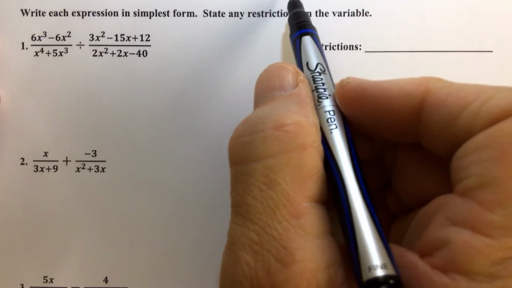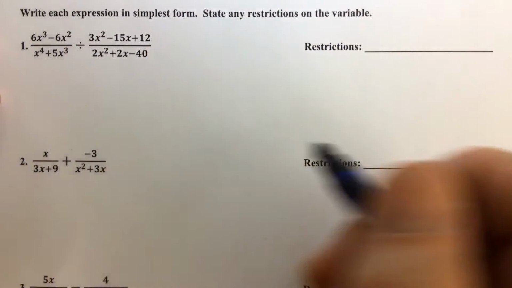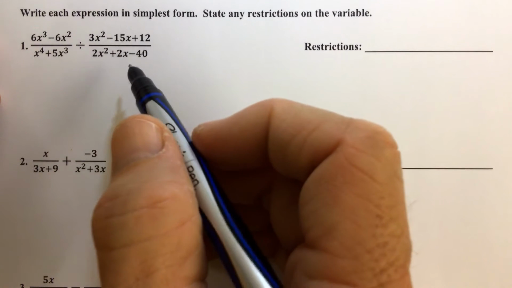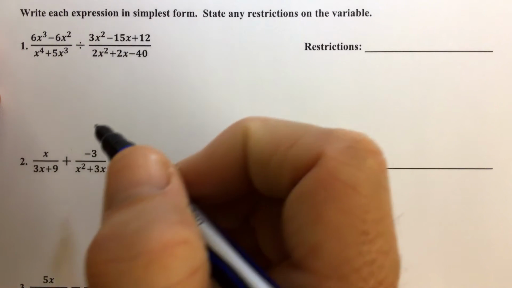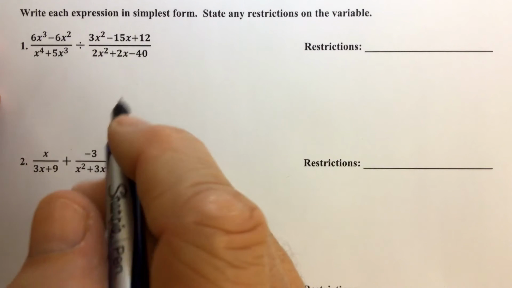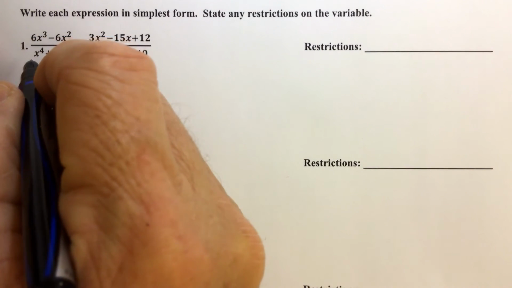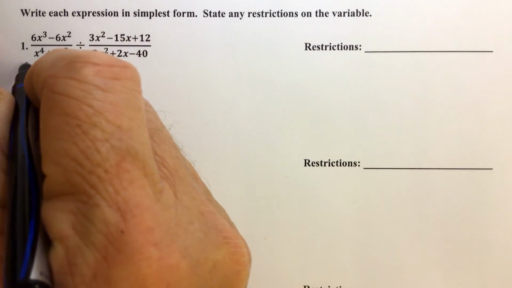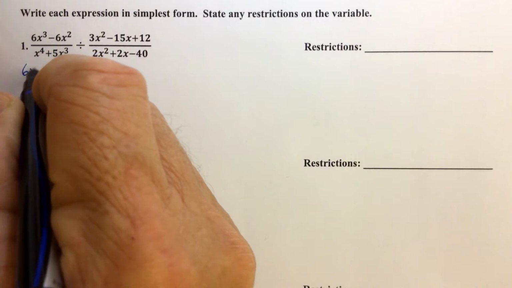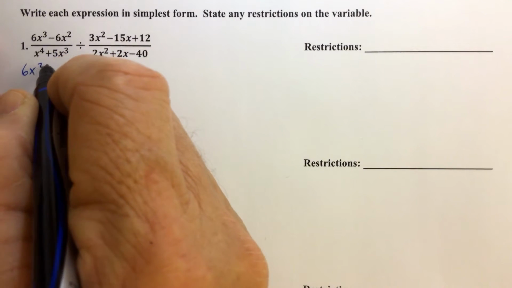Unit 3 test review, problem number 1. These problems can look very, very ugly and they can be pretty daunting at first glance. But let's do this first. Let's rewrite the numerator by factoring out a 6x squared.